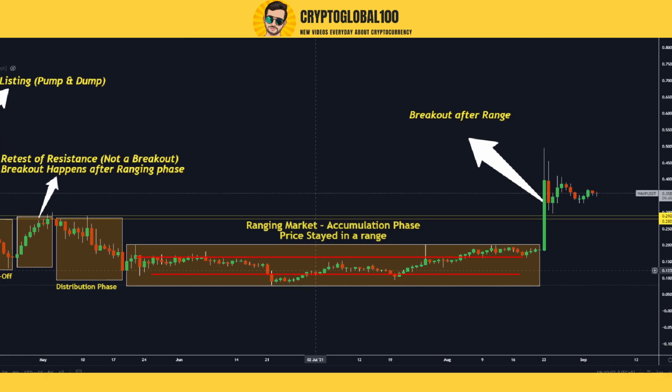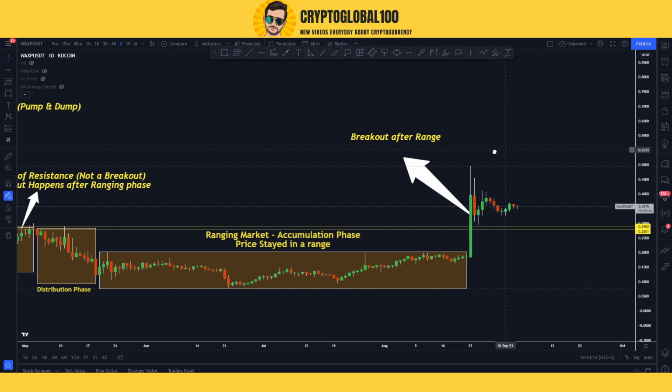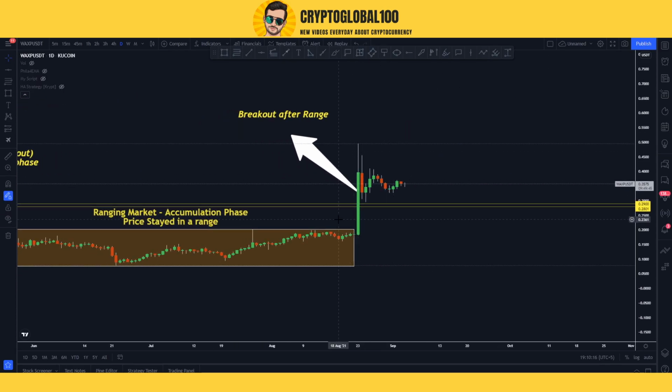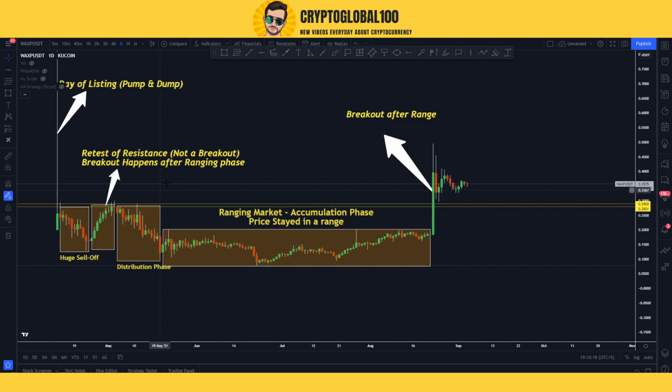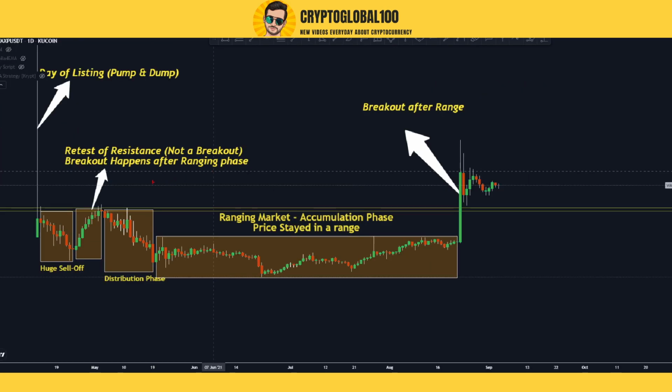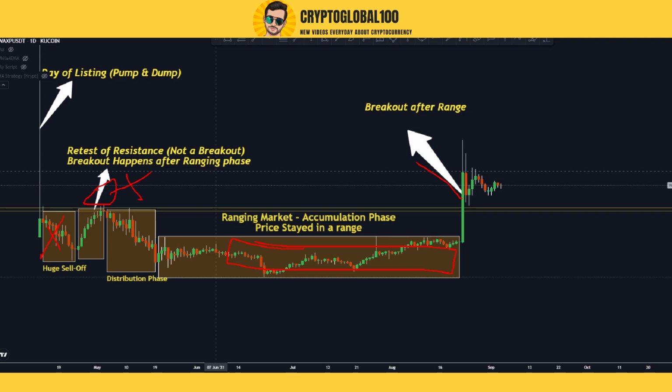And what happened afterwards? You can see here huge breakout. So this was the breakout candle after the ranging market. I was telling you guys that if you take a look at this area, this was not the breakout because there was no accumulation here. But this is a breakout candle because of the accumulation here. Now what happened afterwards?